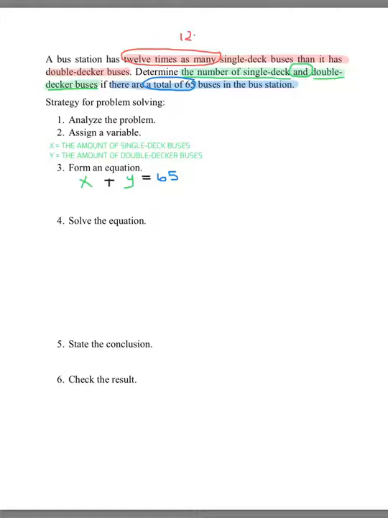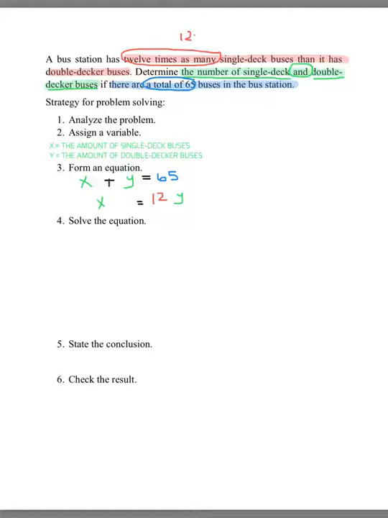Now let us work with the 12 times as many sentence. So we're going to be working with the variables x and y. Now 12 times as many, that means we're going to have to multiply either x by 12 or y by 12. Since it says that there's 12 times as many single-deck buses than it has double-decker buses, that means we're going to multiply the smaller of the two by 12. So there's more single-deck buses, which is represented by x, so we're going to have to multiply the y by 12 if we want these two to be equal.